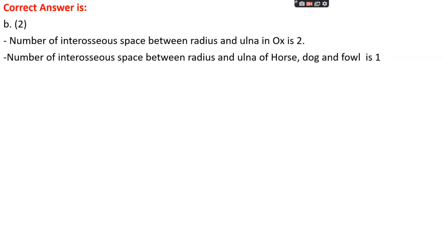Number of interosseous spaces between the radius and ulna in case of ox is 2, while the number of interosseous spaces between radius and ulna in case of horse, dog and fowl is 1. Okay, interosseous space is nothing but the space between these two bones, that is radius and ulna.